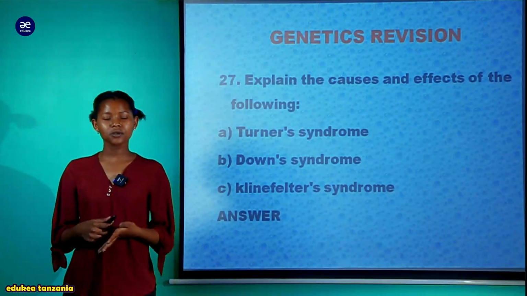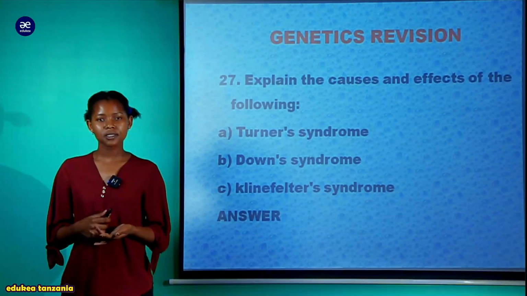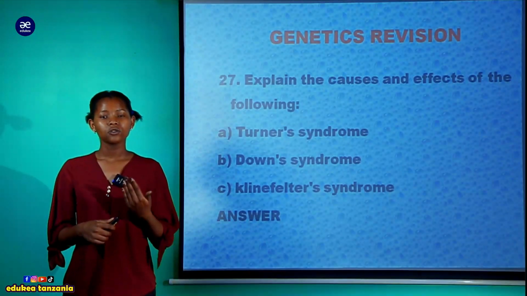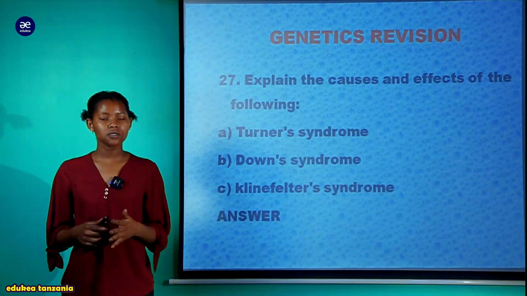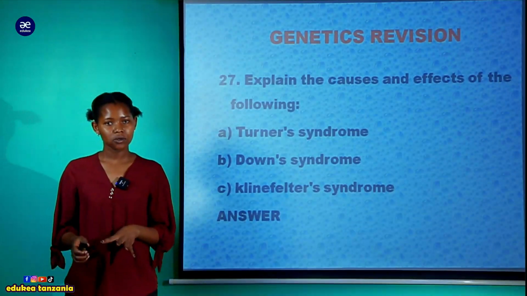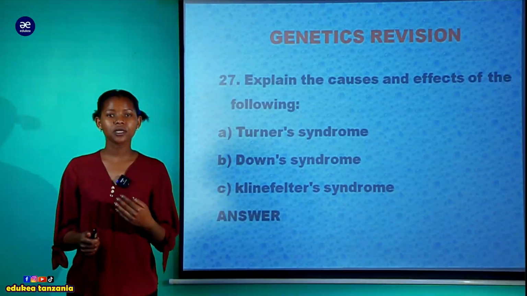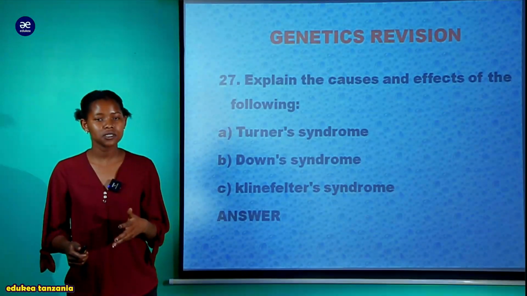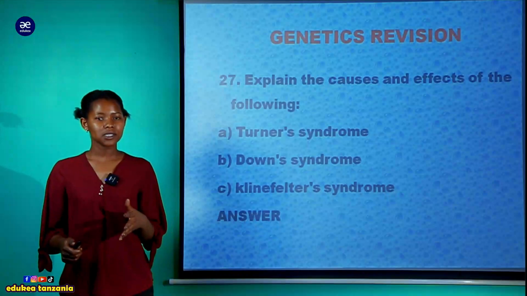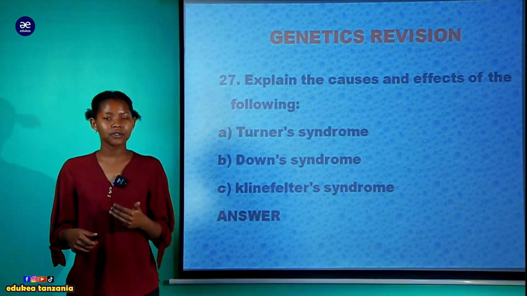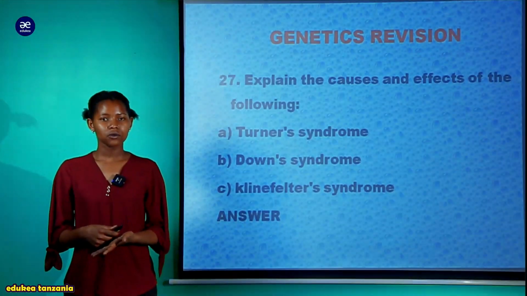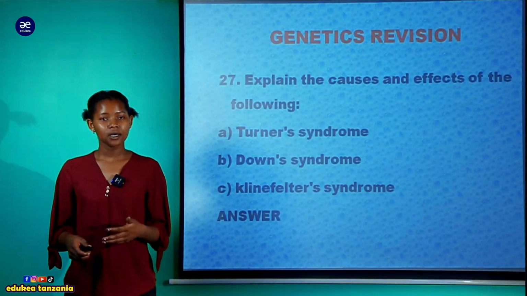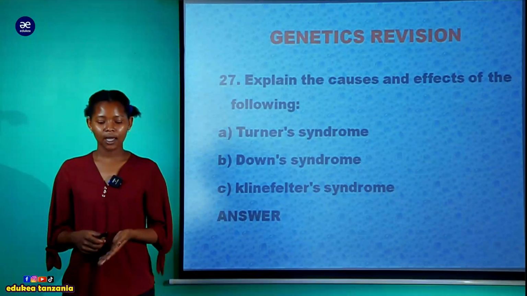Tumepewa hizo genetic disorders tatu hapo: Turner's syndrome, the Down syndrome and Klinefelter's syndrome. Tutoe the causes and their effects. Hizi ni genetic disorders, ni disorders ambazo zinatokana na matatizo ya kigenetics, for instance pairing of chromosome ama kuongezeka kwa chromosome na kadhalika, failure of the chromosomes to divide and so forth. Tunaenda kuangalia one after the other, tunaangalia causes zake na tunaangalia madhara yake.